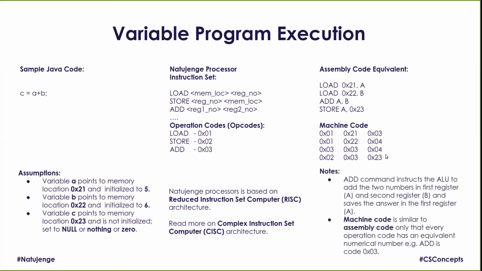What you can notice is that the add command instructs the ALU to add the two numbers, and the answer is stored in register A, and that's where our program stores the value in A to memory 23. So assembly code and machine code are similar. One line of assembly code is translated to one line of machine code. This is because assembly code and machine code are both very low level, only that assembly code we write in human readable form.